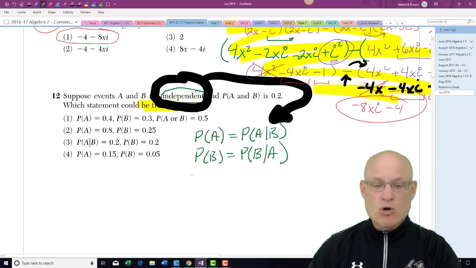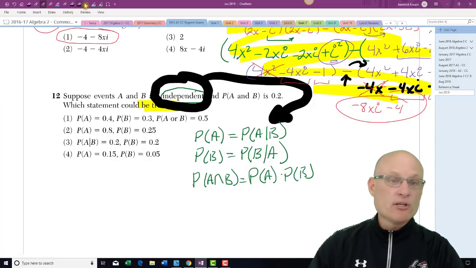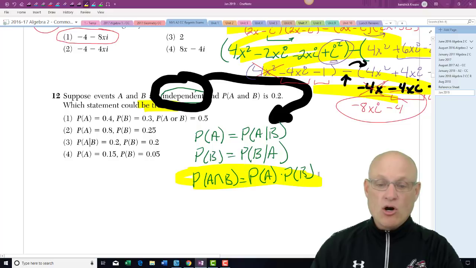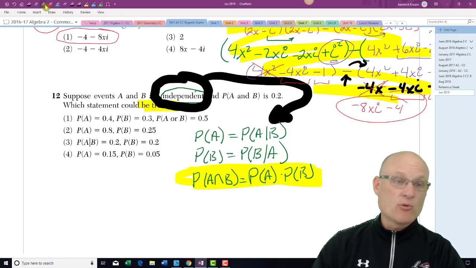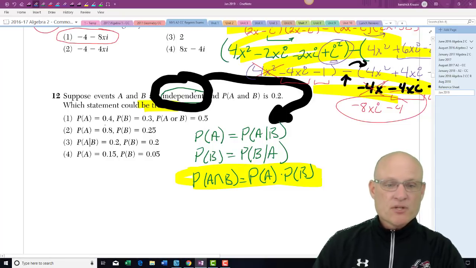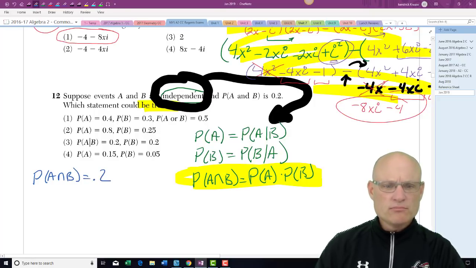And this is probably the most useful: the probability of A and B is equal to the probability of A times the probability of B. Now, this comes into play all the time. I don't know if it's this one, but we're going to find out. So we got to figure out which one of these crazy things is true. So we know that the probability of A and B equals 0.2.